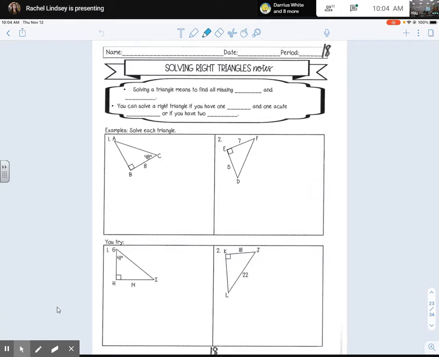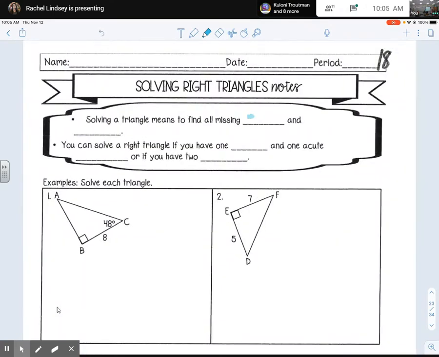So, when you are solving right triangles, solving a triangle means to find all missing sides and angles. And you can solve a right triangle if you have one side and one acute angle, or if you have two sides.